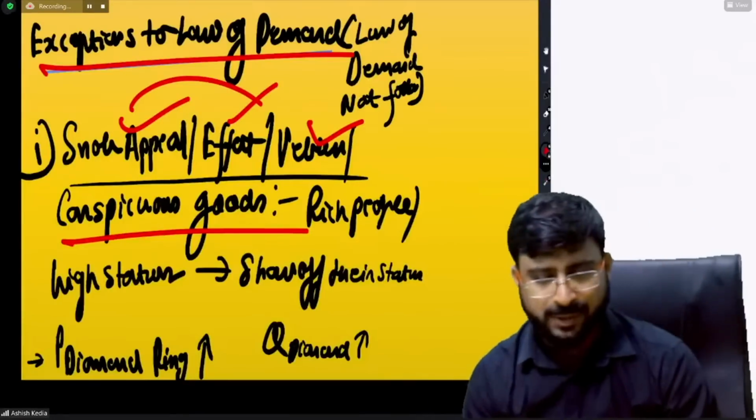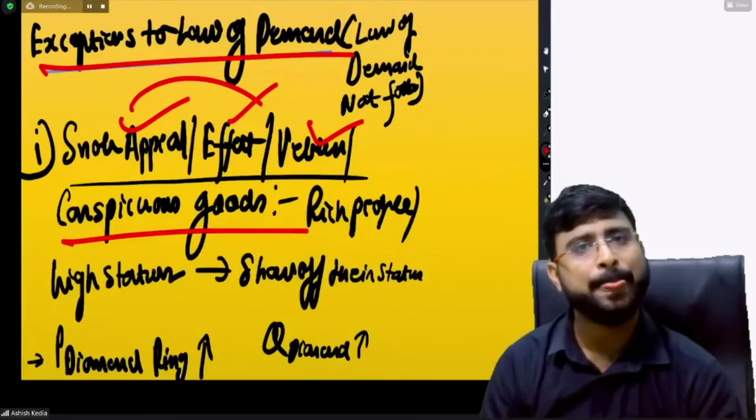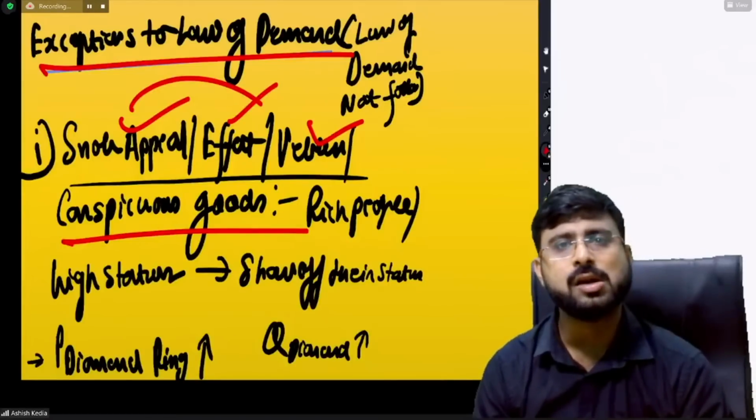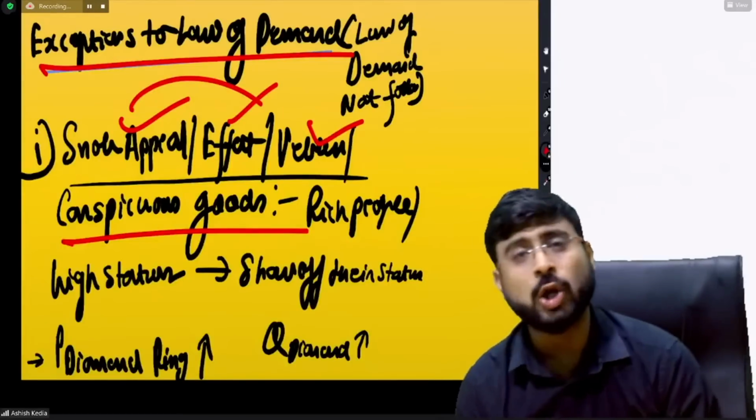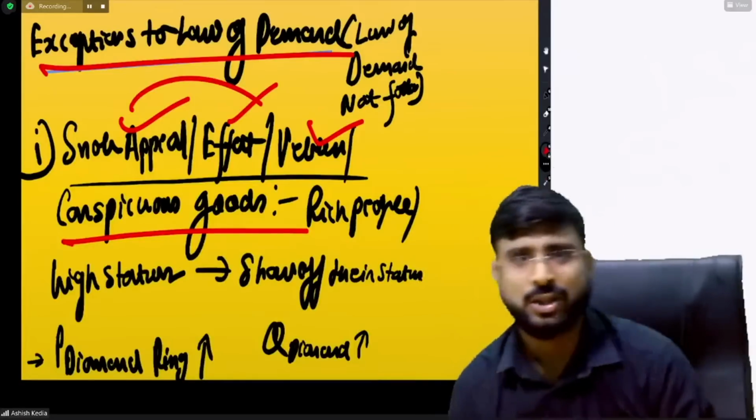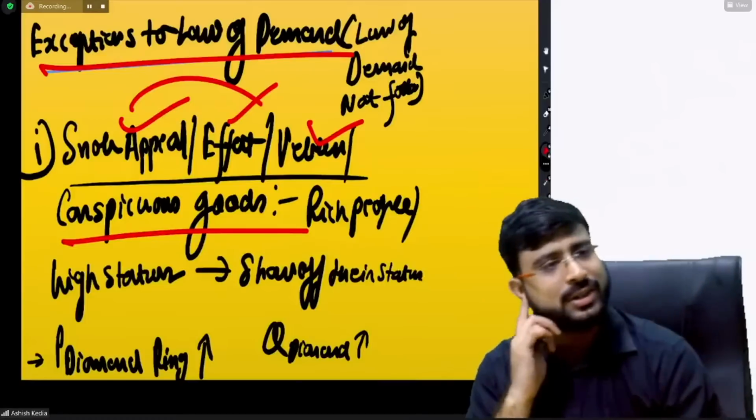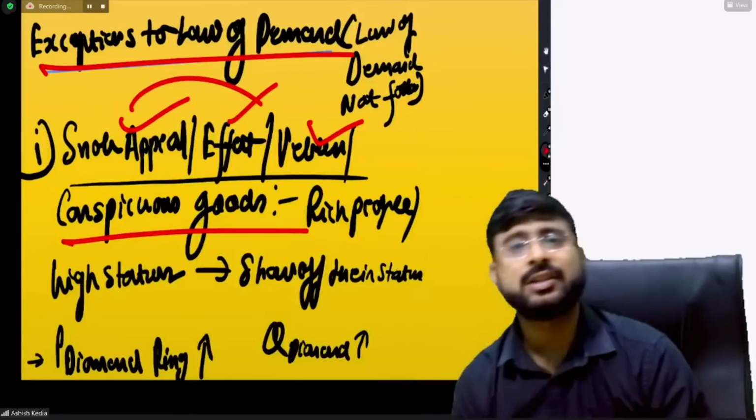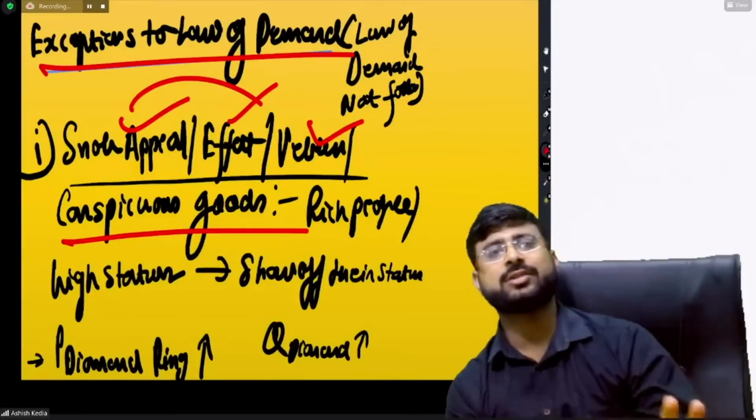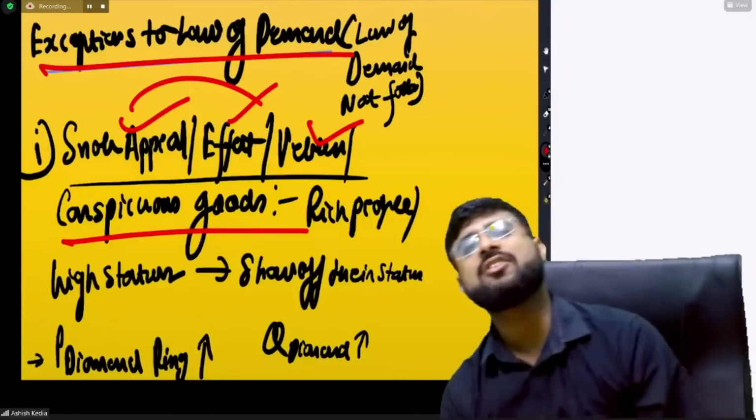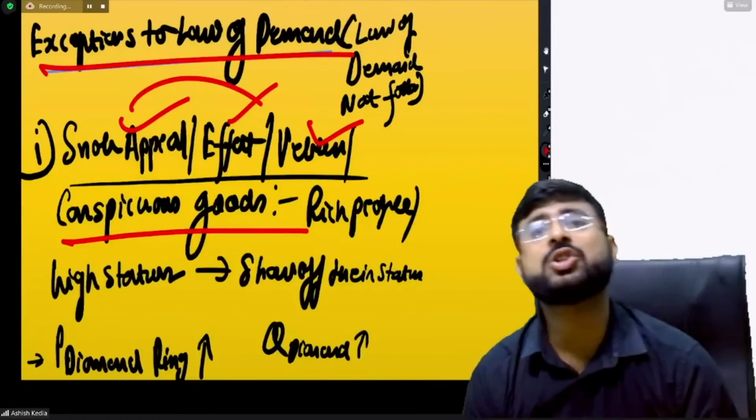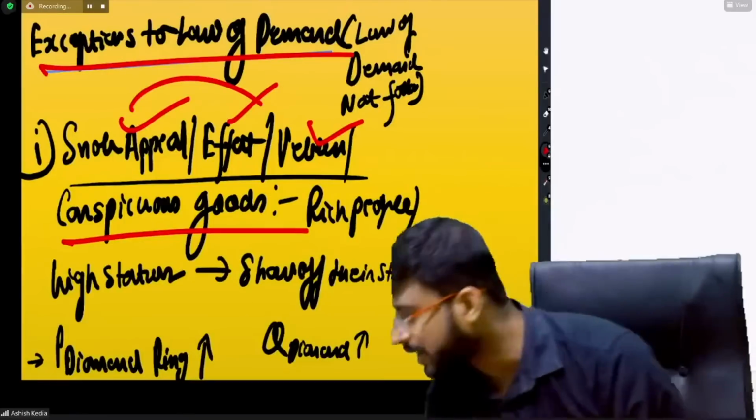Snob appeal, Veblen effect or conspicuous goods. Number one, there are people who are conscious of their social prestige, societal status, social status. In the news, you study that this sheikh in Dubai has bought, for example, a golden Lamborghini, a golden Ferrari. Why are they doing this? To show their status, to show their high social class, to show their high prestige.